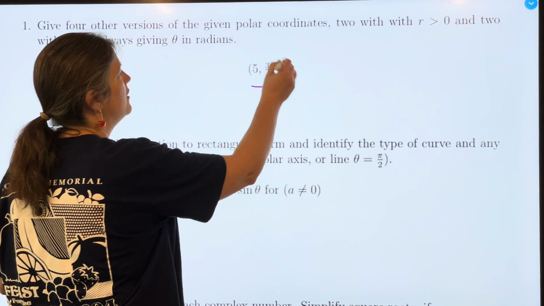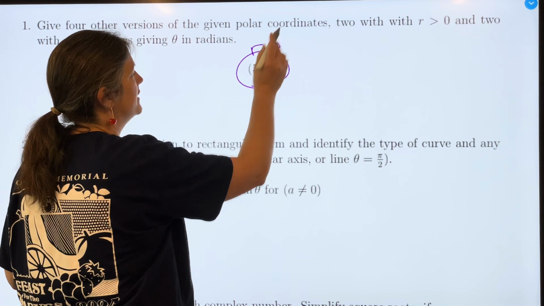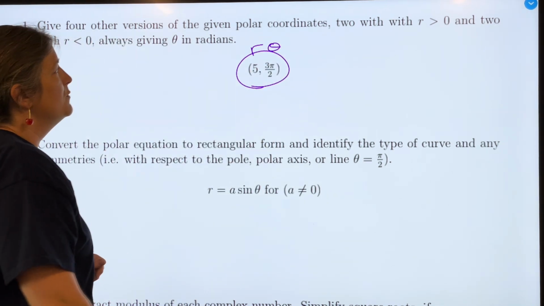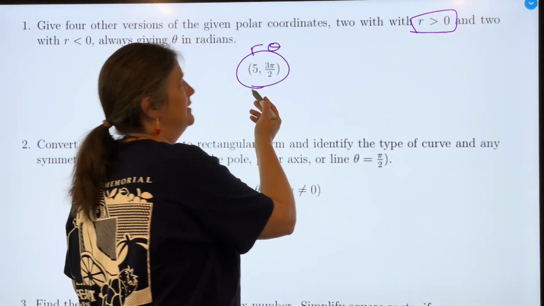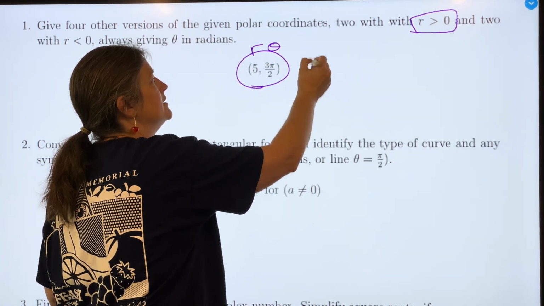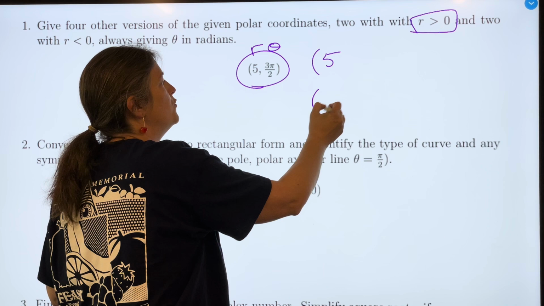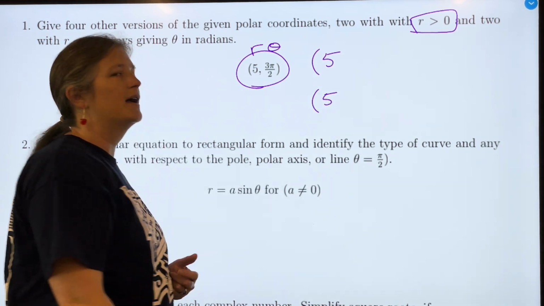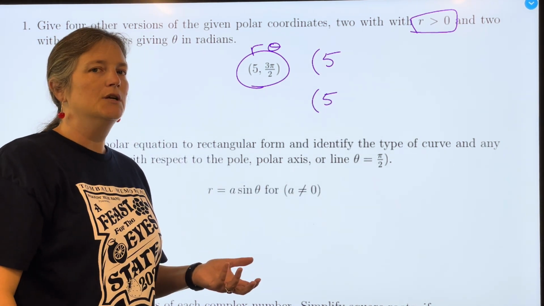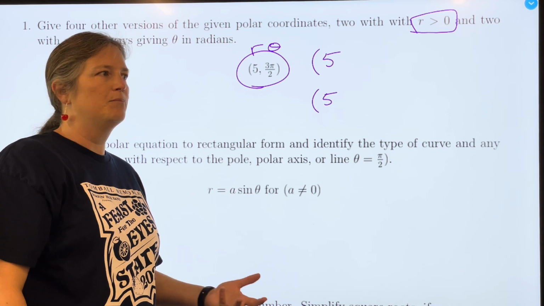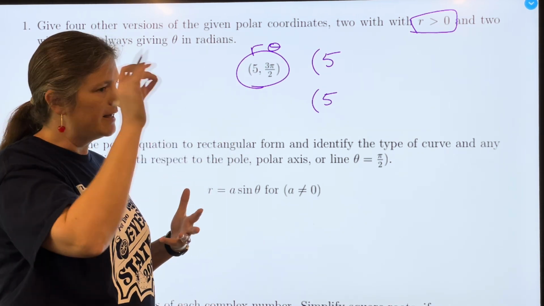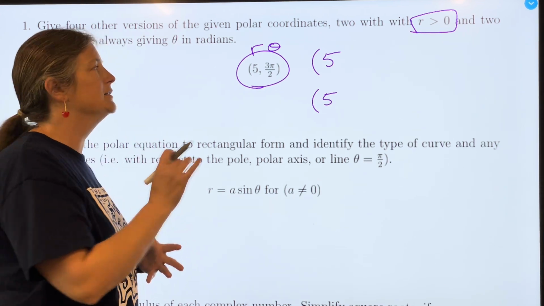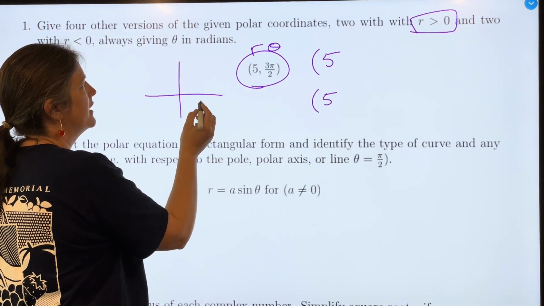So these are already an r and a theta. We want 2 other coordinates with r that is positive. Well, since the r is what it is, that means we're going to have 2 other coordinates with positive 5 r. It's not going to change. This point lies on the circle that has a radius of 5 at that particular angle. Like, we want it to land in exactly the same spot.